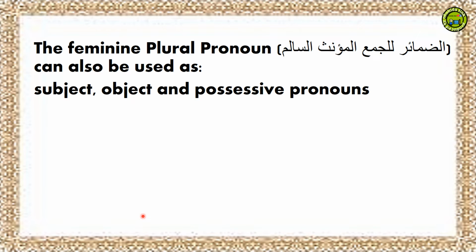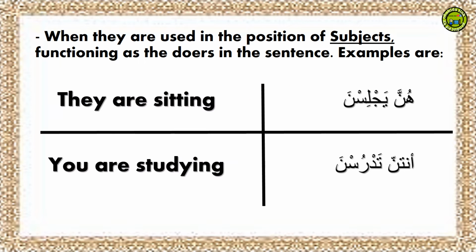The feminine plural pronoun الضمائر للجمع المؤنث السالم can also be used as subject, object and possessive pronouns. When they are used in the position of subjects, functioning as the doers in the sentence, examples are Hunna yajlisna, they are sitting. Antunna tadrusna, you are studying. The subject pronoun here is Hunna and Antunna.